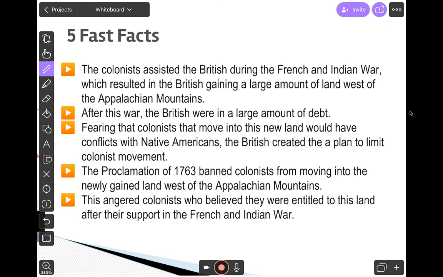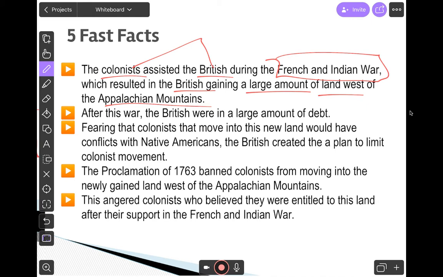Okay, so for our fast facts today, we have some reminders from where we just came from. The colonists assisted the British during the French and Indian War, which resulted in the British gaining large amounts of land west of the Appalachian Mountains. So the British and the colonists win this war, and it gets the British a lot more land in colonial America. This is seen as initially a very big victory for the British.